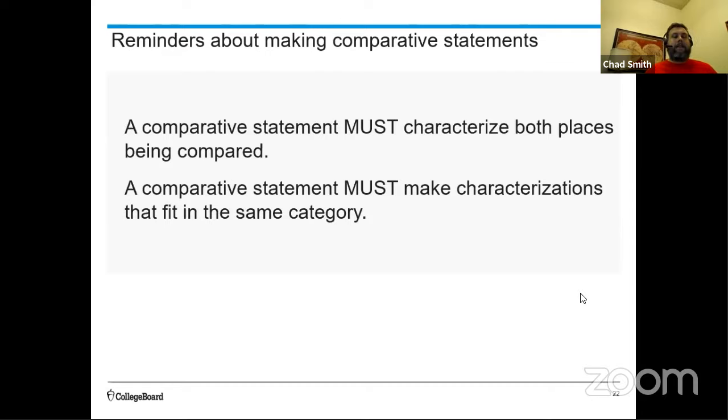That would then be a comparative statement that characterizes both things being compared and makes a characterization that fits in the same category. It's really important that as you do tonight's assignment, or tonight's exam preparation, you take the time to follow these two rules in every single one of your responses. If you provide a response that does not follow these two rules, then it is not an acceptable response.